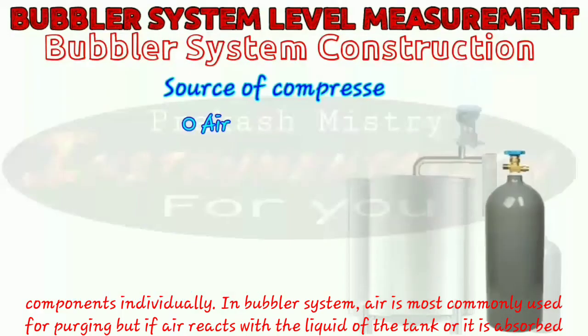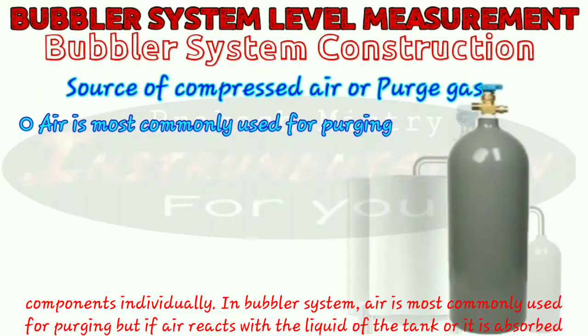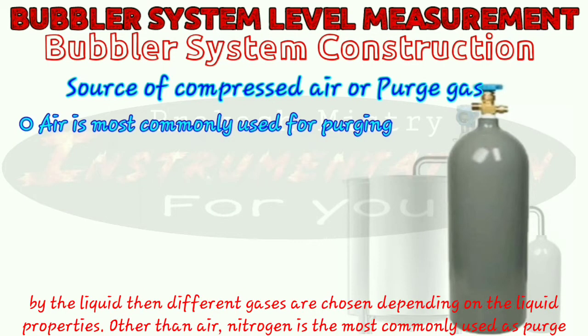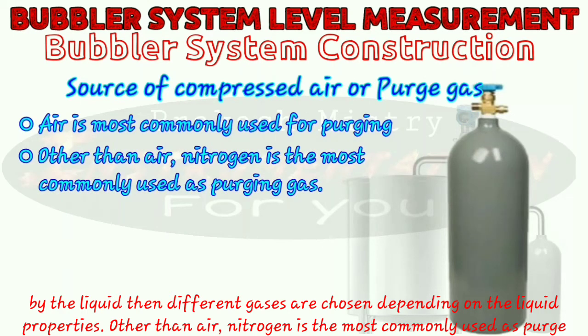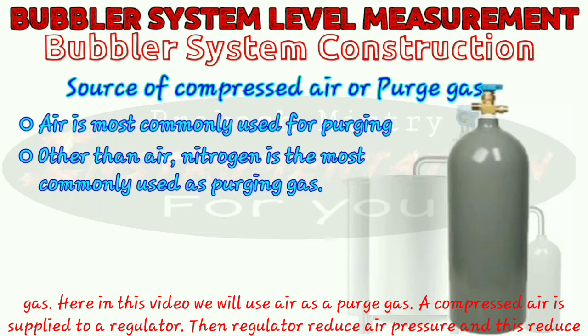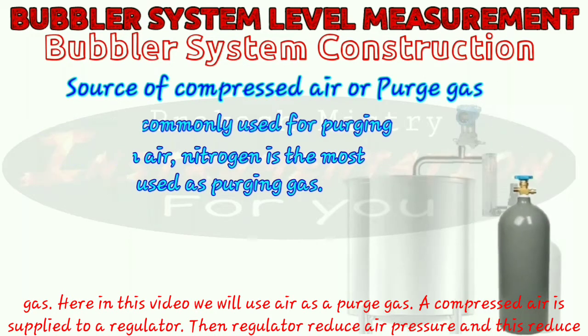In bubbler systems, air is the most commonly used for the purging. But if air reacts with the liquid of the tank or it is absorbed by the liquid, then different gases are chosen depending on the liquid properties. Other than air, nitrogen is most commonly used as a purge gas. Here in this video we will use air as a purge gas.